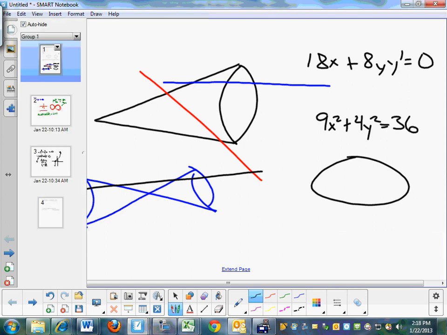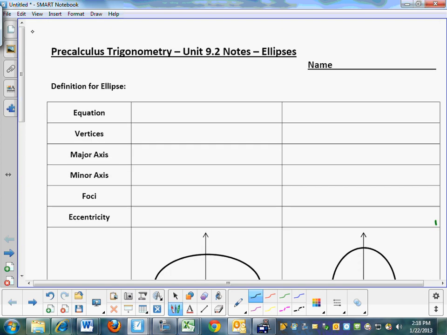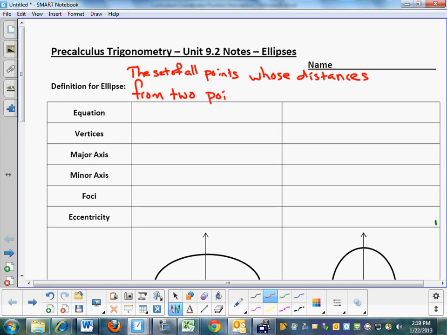Okay, so if you want to know what a conic section is, we need to define it. And a conic section is, and this is kind of a rough definition, the set of all points, I'm sorry, an ellipse is the set of all points whose distances from 2 points, we'll call those points foci, sum to a constant.